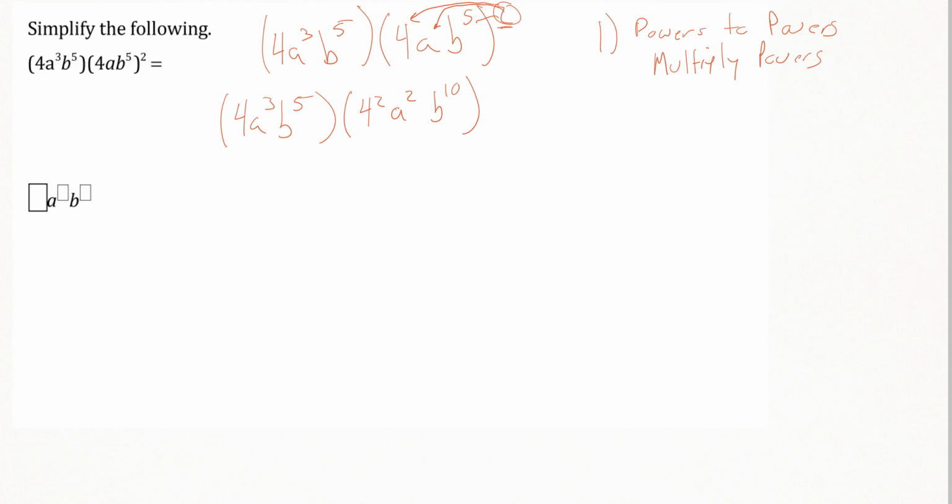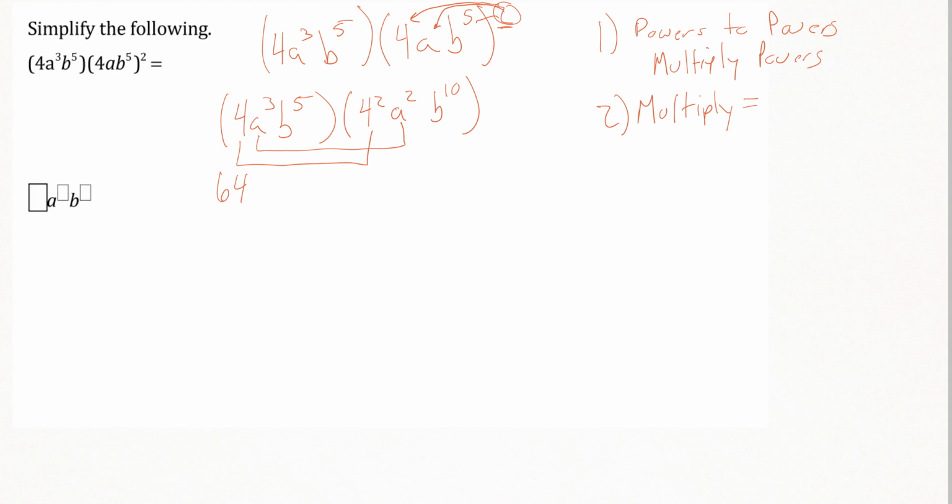At this point, what I want to do is just multiply any like pieces I have together. So I'm going to take 4 and multiply it by 4 squared. So 4 squared is 16. 16 times 4 is going to give us 64. The next thing I want to do is take A's and multiply them with A's, and then B's and multiply them with B's.